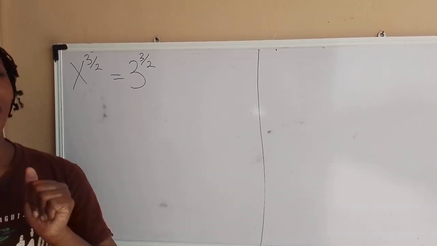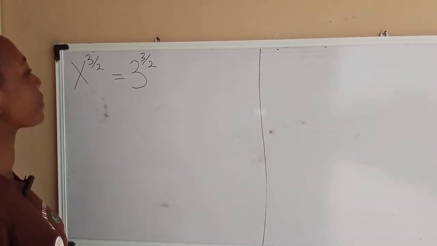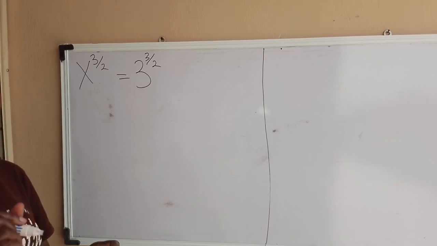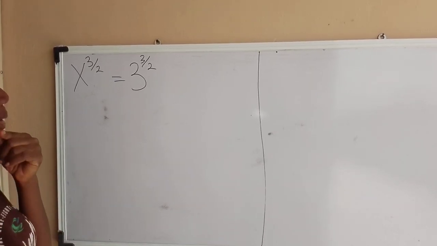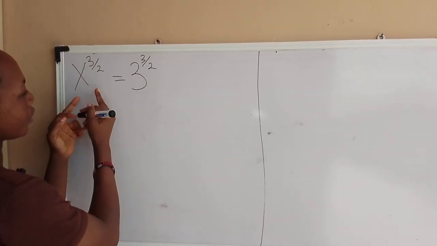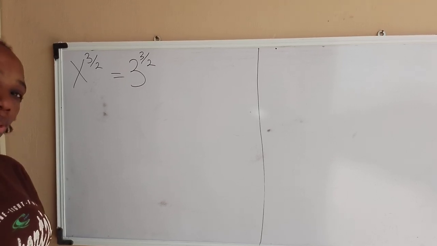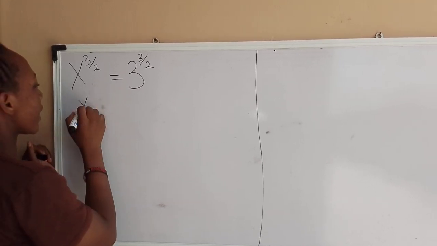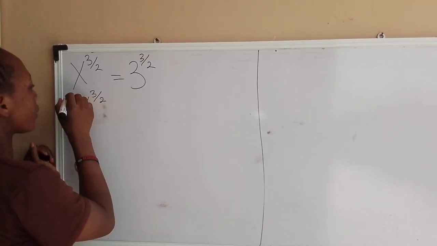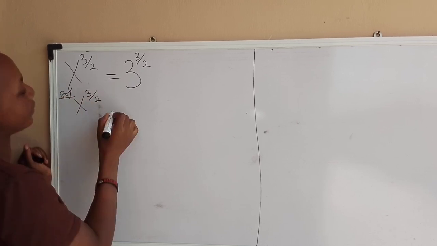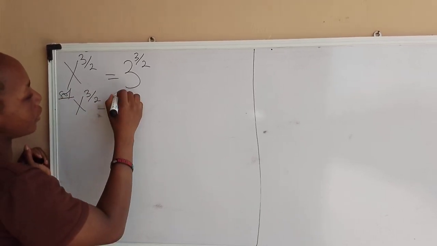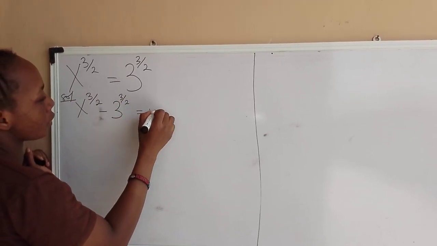This is another Olympiad question, so we're going to be solving it this way. Firstly, we'll move this to this side and equate everything to 0. So x to the power of 3 over 2, minus 3 to the power of 3 over 2 equals 0.